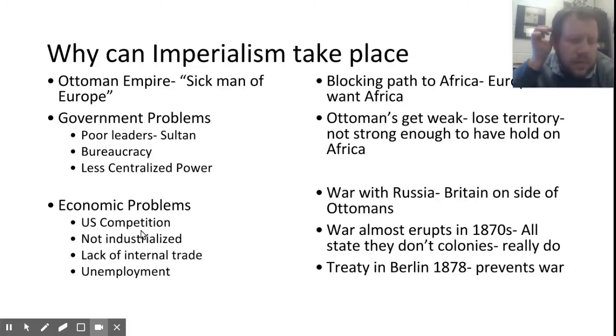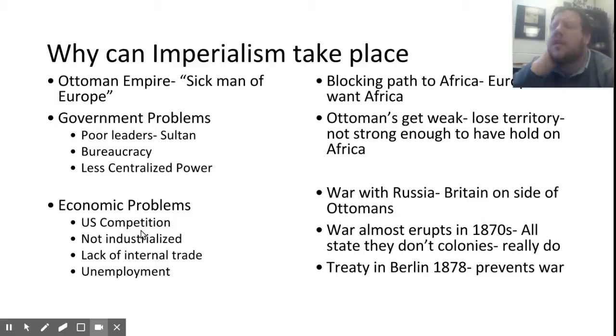They have a sultan who's a political leader. They have a big, huge bureaucracy, and it's very, very decentralized. They have a leader, but the local area governments control a lot of what's going on. And there are economic problems: a lot of unemployment, a lot of problems with trade, and competition from the United States.